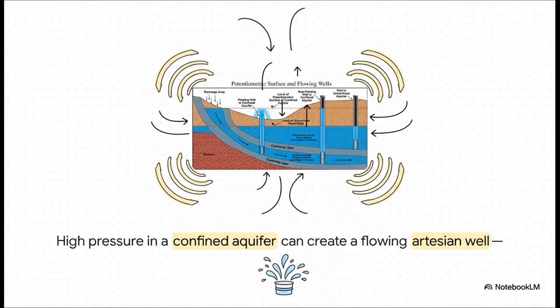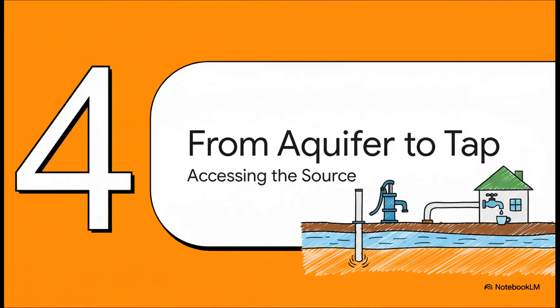And this is where it all comes together. Remember that pressure we talked about in the confined aquifer? Well, if that hydraulic head, that energy level, is high enough, it can literally push water up a well pipe all by itself, right up above the ground. No pump needed. That amazing sight is called a flowing artesian well, and it's a direct result of all that incredible underground pressure.